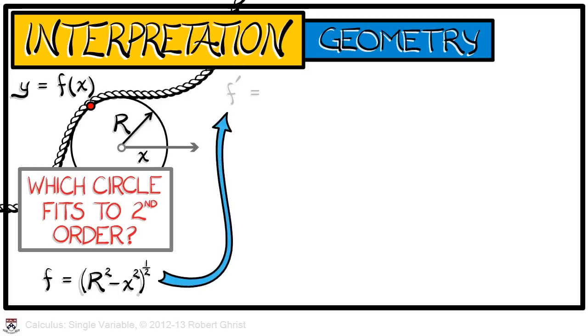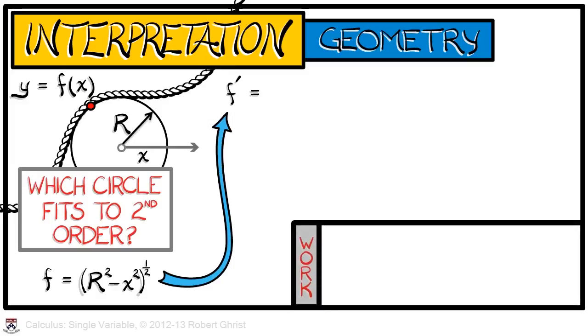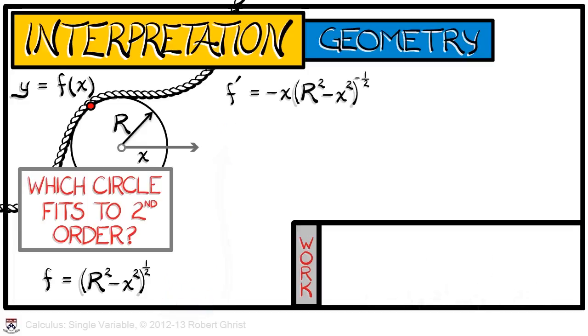Now, let's do a little bit of work. If we differentiate this equation, what do we get? We get f prime is equal to what? Well, we have to take the derivative of r squared minus x squared to the 1/2. That's 1/2 r squared minus x squared to the negative 1/2 times the derivative of what's on the inside, negative 2x. There's a little bit of simplification that goes on, and we get negative x times quantity r squared minus x squared to the negative 1/2.